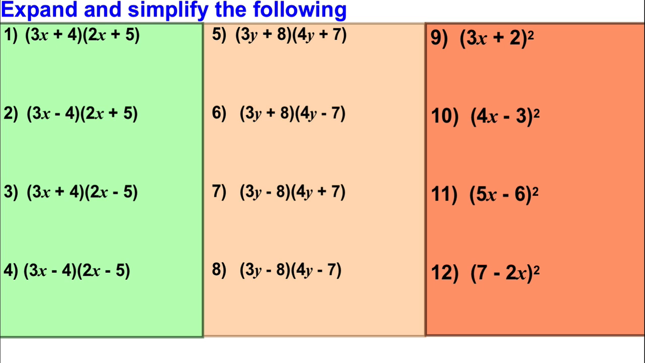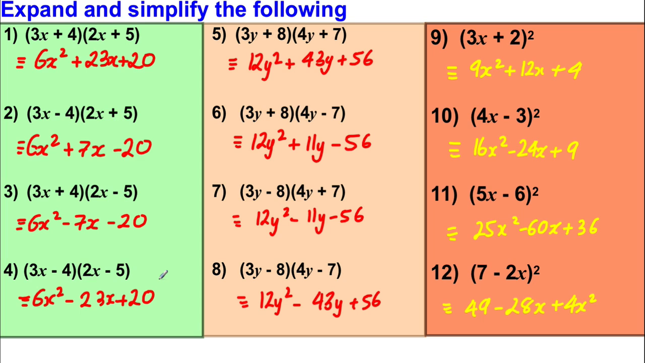Okay, and here are the answers. And I'd just like to point out a couple for you here. Maybe this last one would be worth pointing out for you here. This is 7 subtract 2x multiplied by 7 subtract 2x. So in my head, 7 multiplied by 7 is the 49. Negative 2x multiplied by negative 2x is the positive 4x squared. And 7 multiplied by negative 2x is negative 14x. Negative 2x multiplied by 7 is negative 14x. So in total you have the negative 28x there.